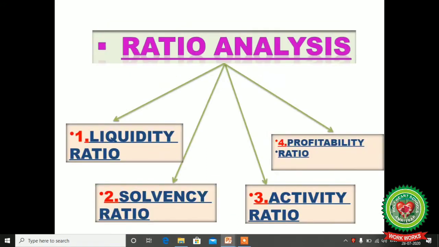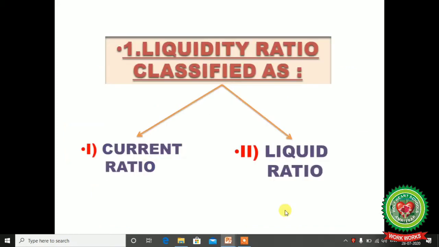So ratio analysis has four main parts: liquidity, solvency, profitability, and activity. First of all, my today's topic, liquidity ratio. Liquidity ratio can be classified into two parts: current ratio and liquid ratio.